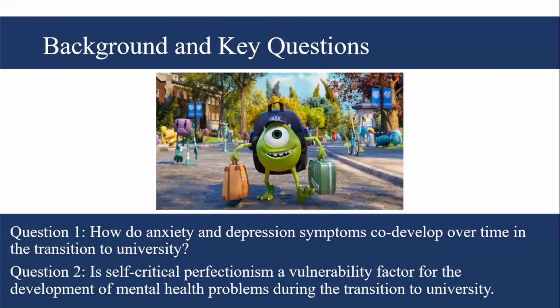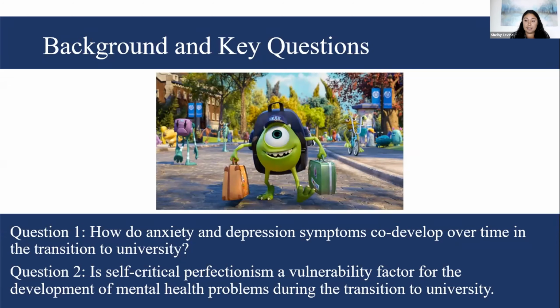Mental health is a huge problem on university campuses. Over 80% of students report feeling overwhelmed at some point over the year. Over 70% of students report some sort of anxiety or depressive symptoms over the year. But the literature is silent on why this is occurring and how this is occurring. And a lot of research doesn't even look at anxiety and depression development together.